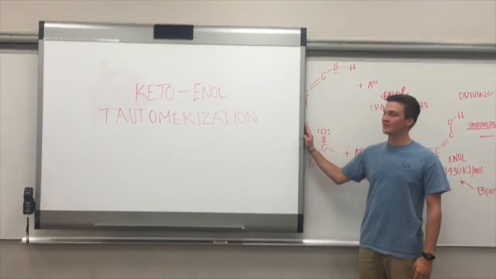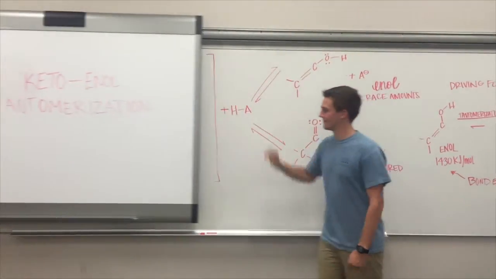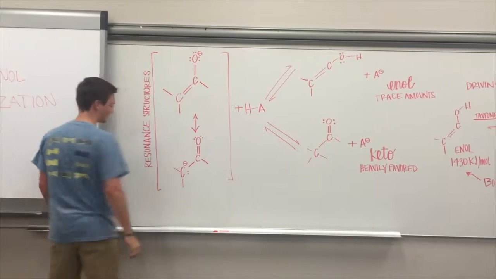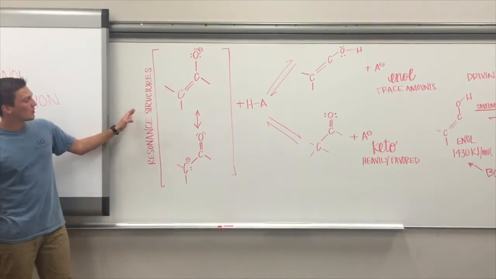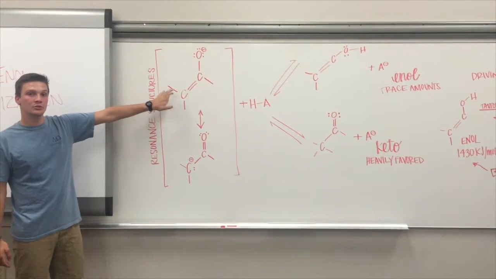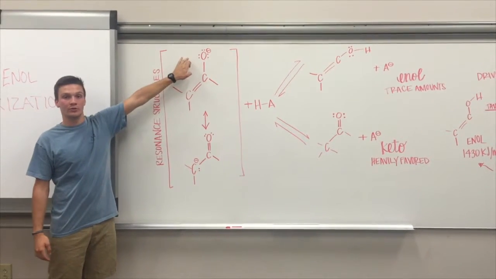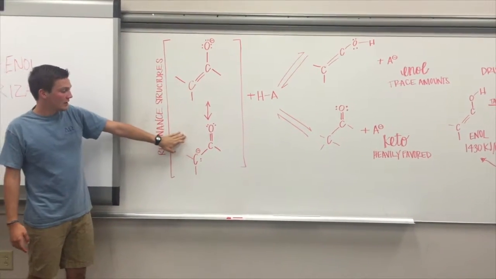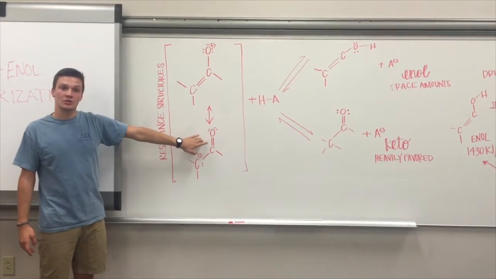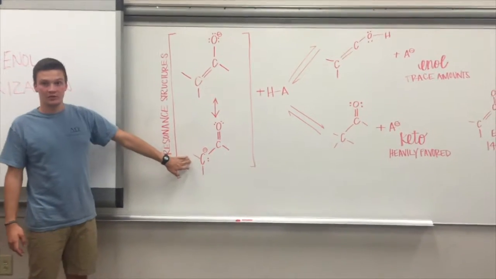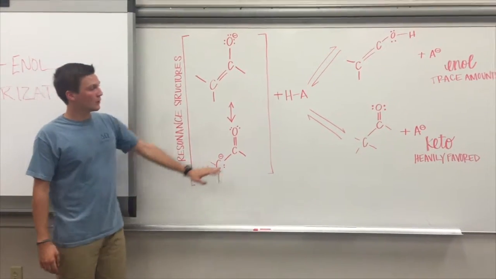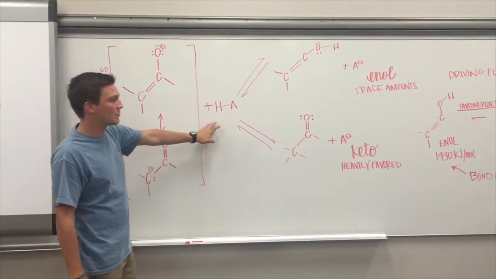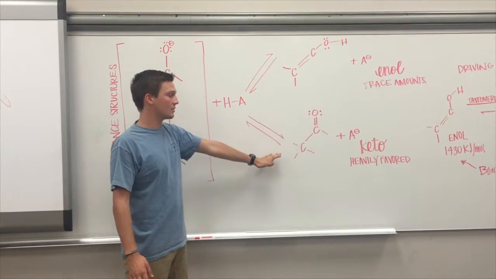I'm going to talk to you about keto-enol tautomerization. Let's get started. Here we have the enolate anion. It's two resonance structures, where the first one here has a double bond between 2 carbons, and the oxygen atom holds the negative charge. Here we have the double bond between the oxygen and the carbon atom, and the carbon holds the negative charge. Carbon hates having a charge on it, which is why when we put it in solution with a strong acid, we form an enol form and a keto form.